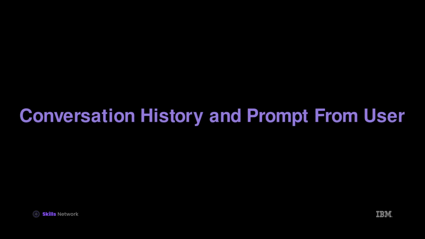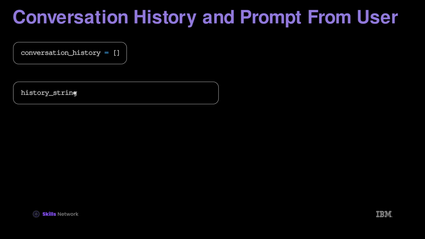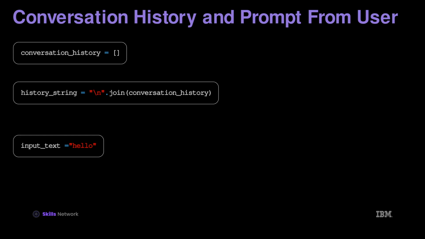Alright, let's talk about how to encode the conversation history and prompt from the user. The conversation history is important as the chatbot will also reference the previous conversations when generating an output. Therefore, we store the conversation history in the list conversation_history. Our model expects to receive the conversation history as a string, with each element separated by the newline character \n. We use the join function to convert the list to a string and assign it to the variable history_string. Finally, the user prompt is stored in the variable input_text. In this case, the user prompt is simply "hello".